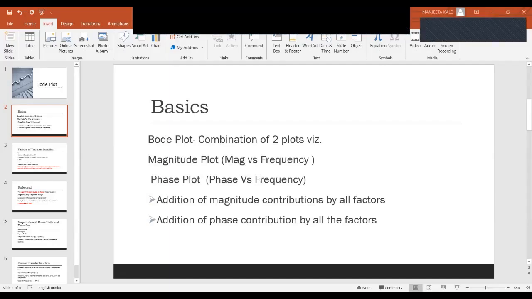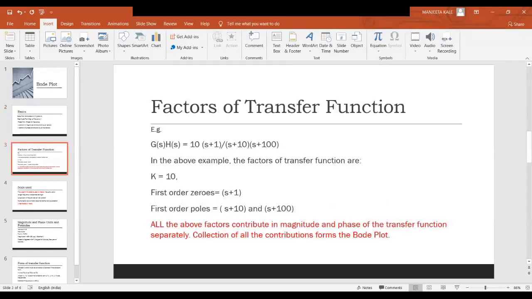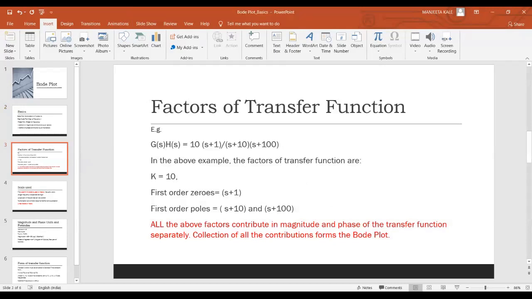Now, the factors of transfer function. When I say that it is the addition of all the contributions of magnitudes and phase, we need to understand what the factors of a transfer function are. The example is given on the slide. G(s)H(s) is equal to 10 into (s plus 1) upon (s plus 10) into (s plus 100). Now in the above example, the factors of the transfer function are K equal to 10. This is a separate factor. First order zero, which is s plus 1.